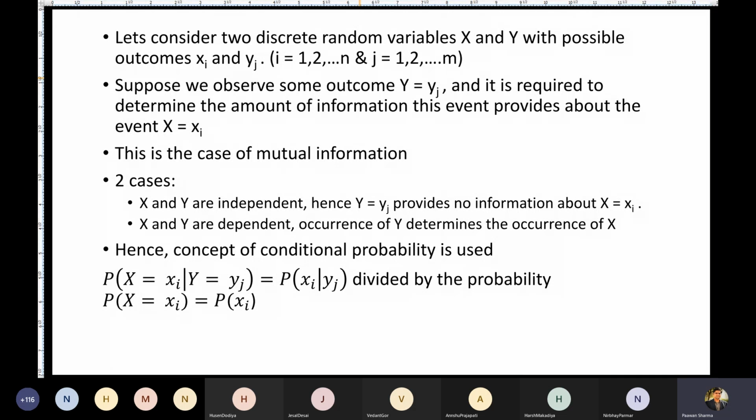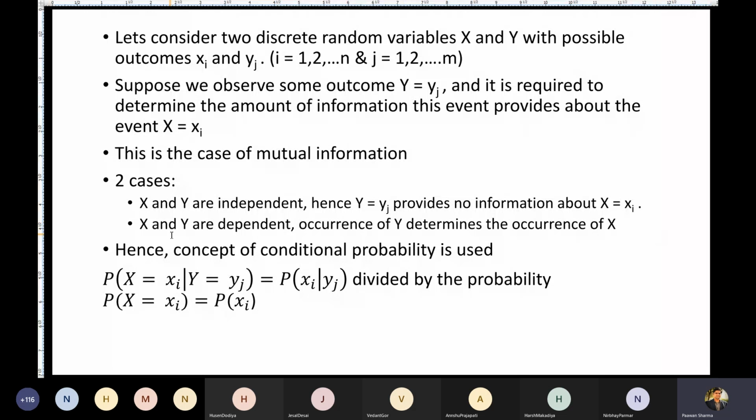Suppose now there will be two cases. Suppose the rule of the law says there is no dependence in the occurrence of event X and Y. So in that case, X and Y are independent. Hence, the occurrence of any value in the event capital Y provides no information about X equal to Xi. One situation can be like that.